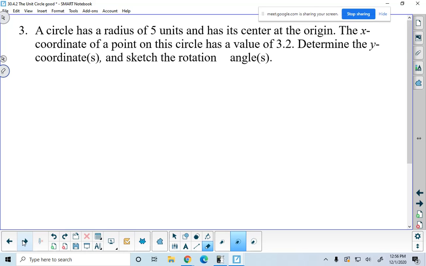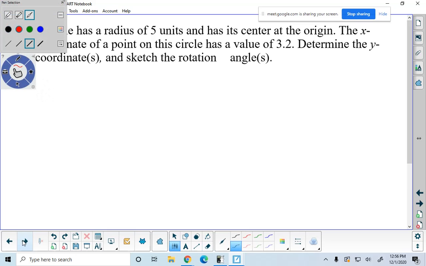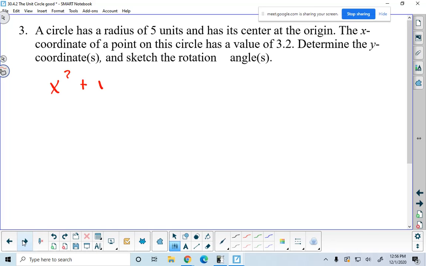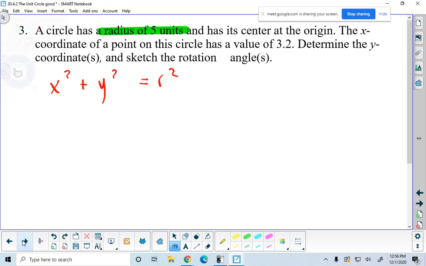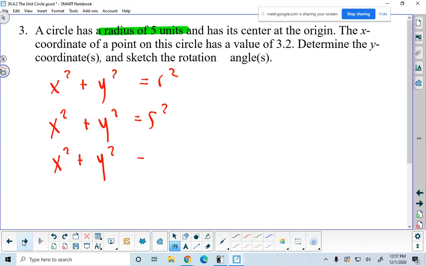A circle has a radius of 5 with its center at the origin. The x coordinate of a point is 3.2. What are the y coordinates? Well, it's x squared plus y squared equals r squared. Now, this is not a unit circle because the radius is 5. And if the radius is 5, the equation of the circle is going to be x squared plus y squared equals 5 squared. So x squared plus y squared equals 25.